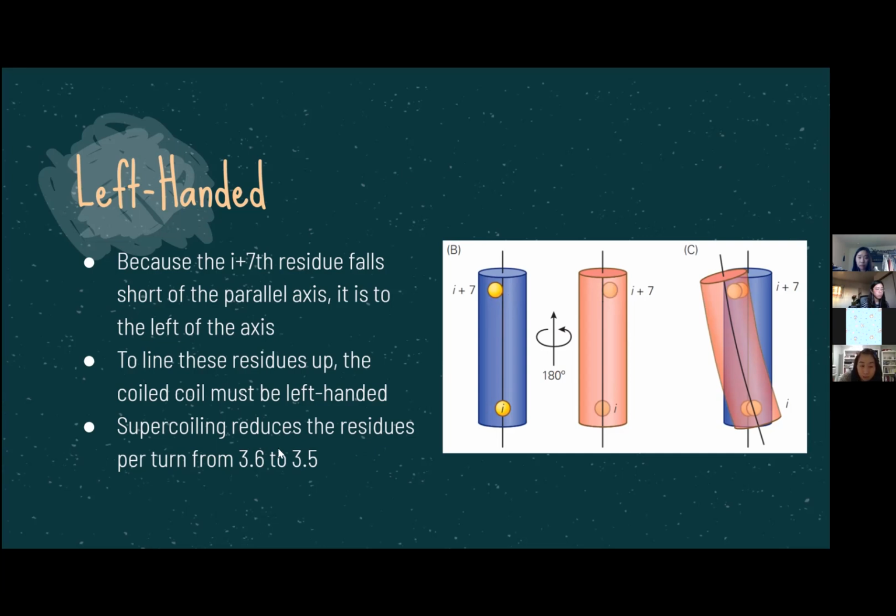Because of this, supercoiling, or coiled coil interactions, reduce the residues per turn from 3.6 to 3.5. With 3.6 residues per turn, we see that this residue falls short. With the global rotation that we see, this residue will line up with the axis, so it reduces to 3.5, and 2 turns will perfectly align with the I+7th residue.